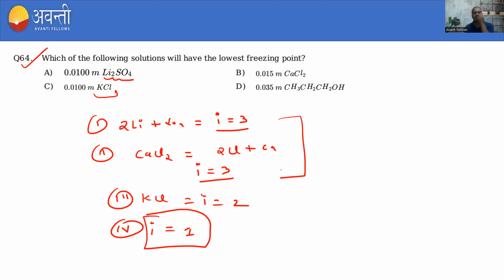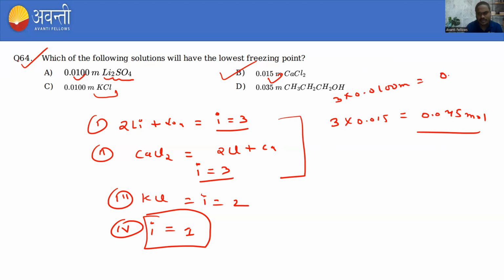Now let's see the concentration of each. So they're having the concentration of 0.015. They're having 0.01. So obviously they having the more concentration. So we can say that this will have the lowest freezing point, right? This has the lowest freezing point, because when you multiply 3 into 0.015, you will get 0.045 mole, right? 0.045 mole. And when you multiply this 3 with the 0.010 m, then you'll get only 0.03 mole. So obviously the number of moles in this case is much more. That's why they're having the lowest freezing point. Okay? So this question is from the Van't Hoff factor and solution chapter.